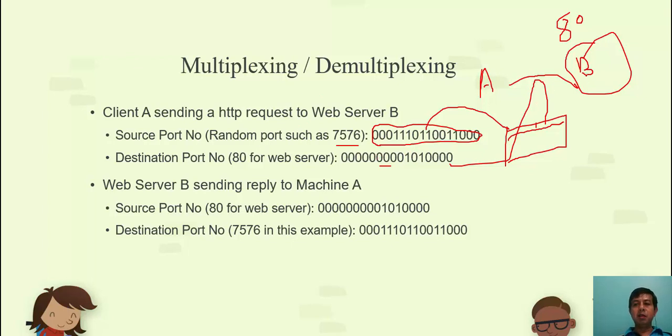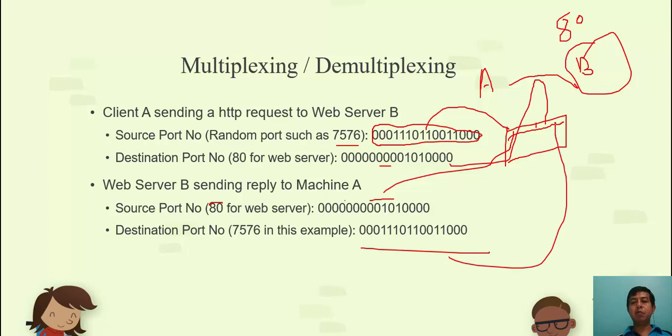So whenever data comes from B to A, the source port in that data packet will be 80, because it's coming from B to A. In this case, this number would go into the source port field, and the other number would go into the destination port field. So from one side to the other, this is one thing, and from the other side it is the opposite. So this will be very clear: source port and destination port.